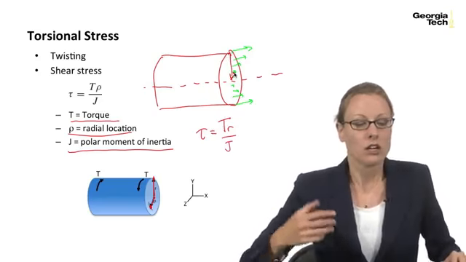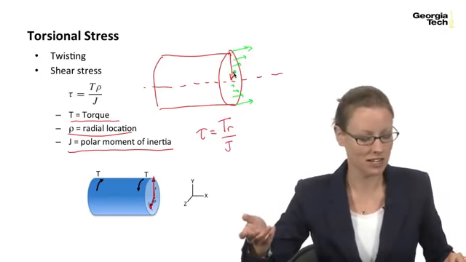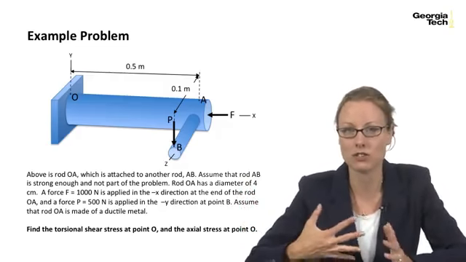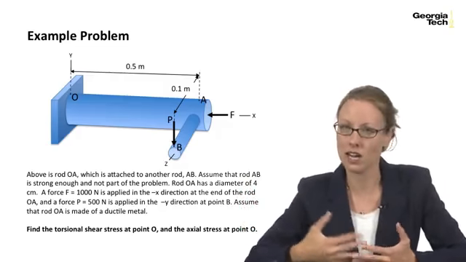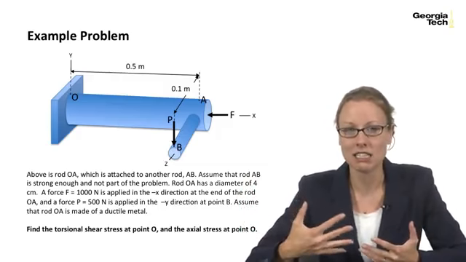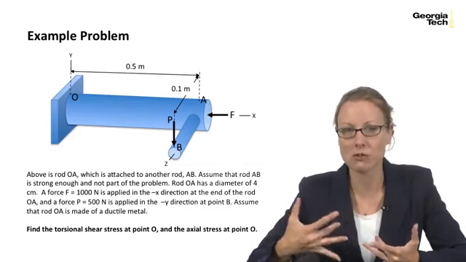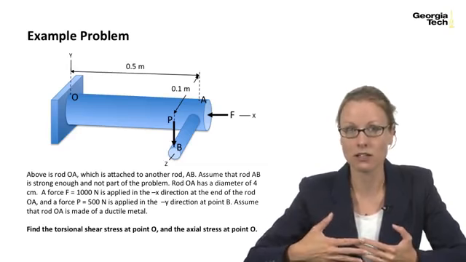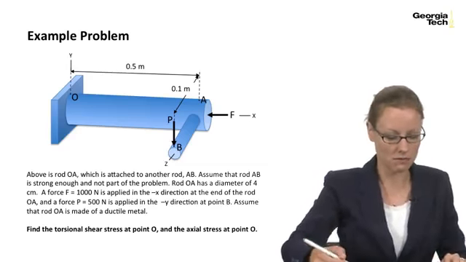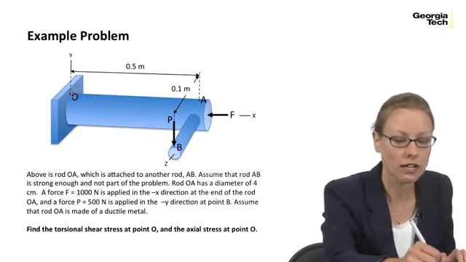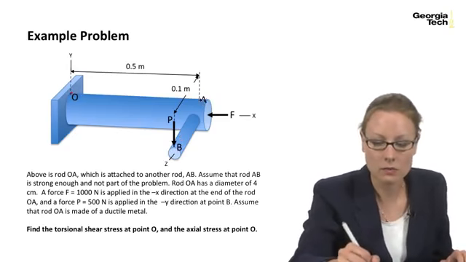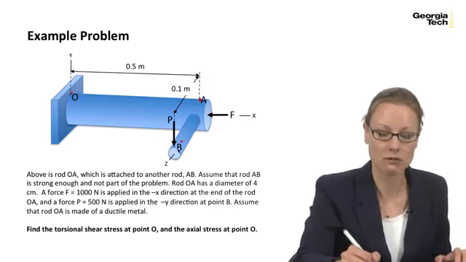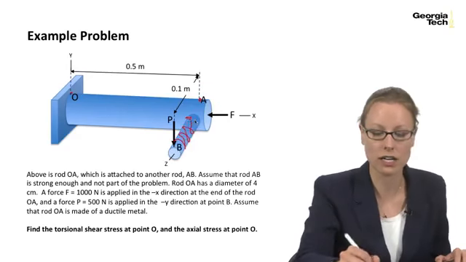Right. So I'm going to give you guys another example to check your knowledge here and make sure you're still remembering your mechanics of materials well. So here we have this rod. The rod, we're going to call it OA. So here's point O, and here's point A, and this is the rod that we're worried about. And it's attached to another rod right here, this rod here, I'm going to call AB.